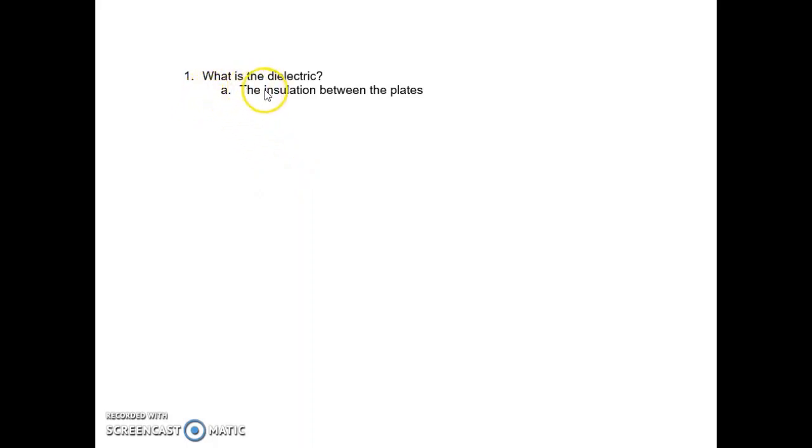Number 1. What is the dielectric? The dielectric is the insulation between the plates.